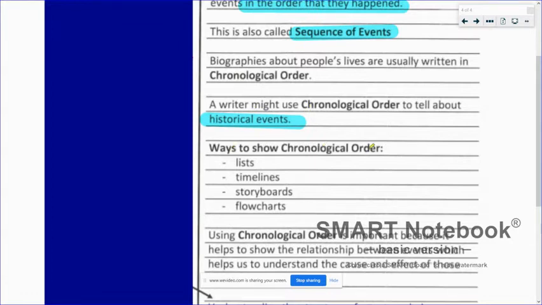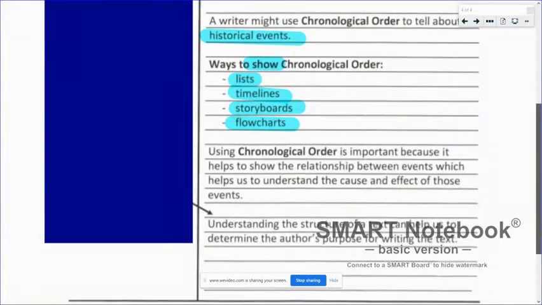Ways to show chronological order. You could do a list, you could do a timeline, a storyboard, or a flow chart. So if you're going to show chronological order, these might be the things that show up on the text. It could be how it's put together, or it could be an additional side piece, an illustration on the side.